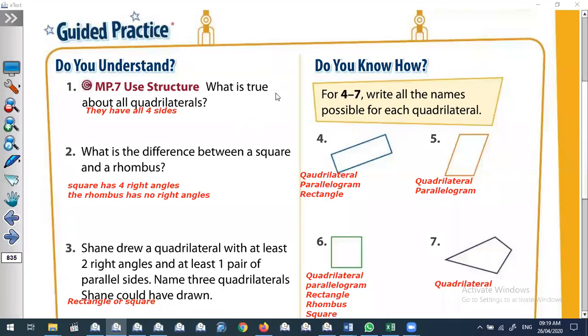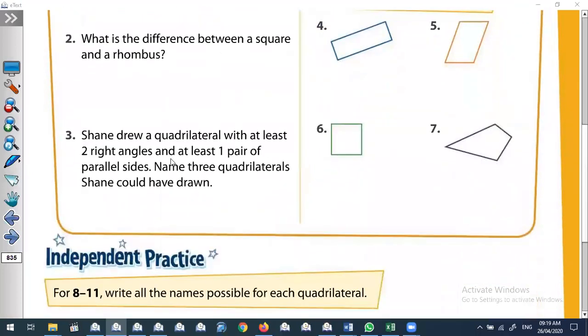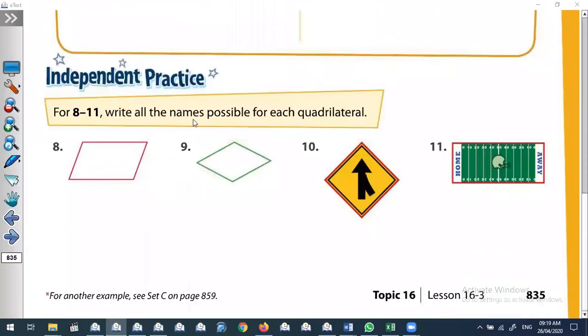Now let's move to another exercise about this lesson. Here, write the names possible of each quadrilateral. This quadrilateral is parallelogram. And what about this? This shape is rhombus, and also parallelogram. It can be rhombus because all sides are equal in length.